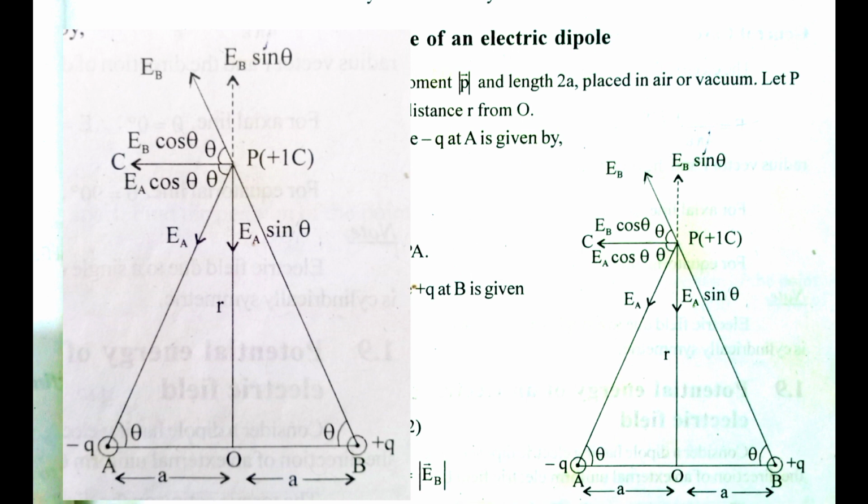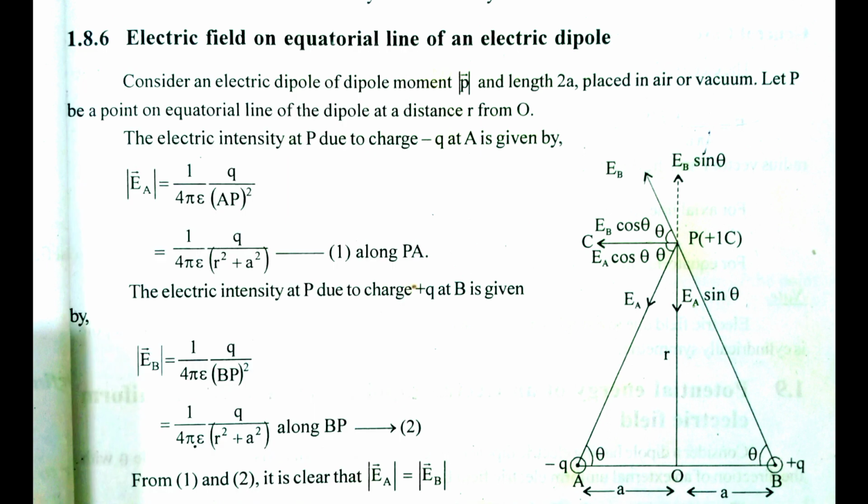So what will happen? These two positive charges will repel each other. Now how can we write the direction of EB? That will be along BP. Here in the diagram it is also given that EB will be repelling. Now we have to compare the two equations, EA and EB. What we can understand here is that we have the same magnitudes, so modulus of EA will be equal to modulus of EB. Clear?